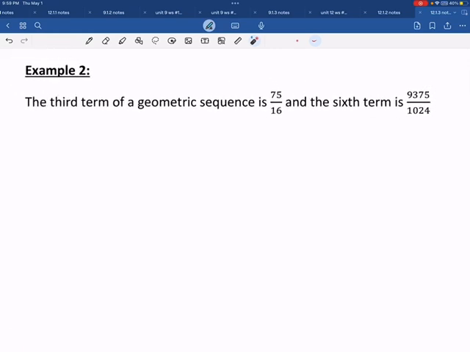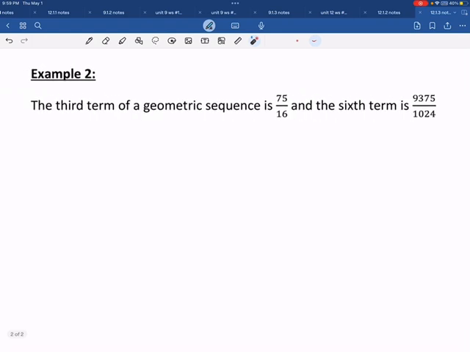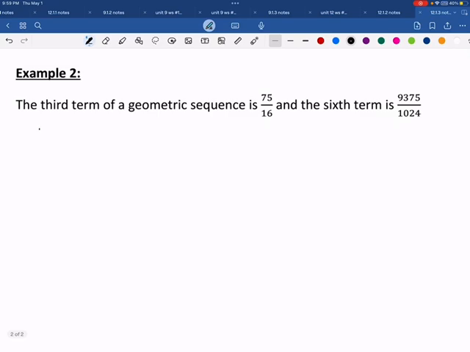In example 2, we know that the third term of a geometric sequence is 75/16, and the 6th term is 9375/1024. Oh my gosh, I didn't write out anything that I wanted you to do. I should have double checked this before I printed. I want you to find A5. I hope you're watching this video so that you can fill in these notes with what should be there. So we're going to find A5.